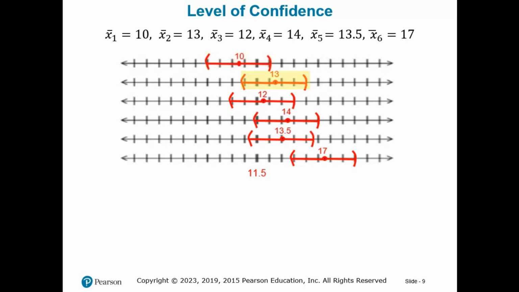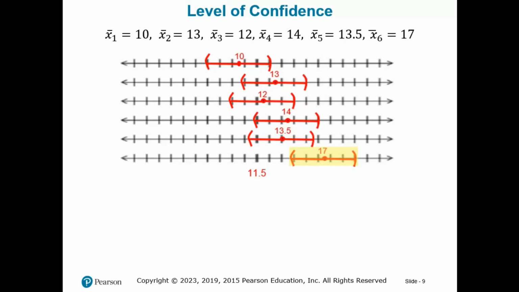Our next one has its center at 13. So we subtract 2.5 from 13 to put our lower bound at 10.5, then add 2.5 to get our upper bound at 15.5. Our next one has its center at 12. We put our lower bound 2.5 below that, and the upper bound 2.5 above that, and so on and so forth. You can see that that is what we've done for the rest of these.